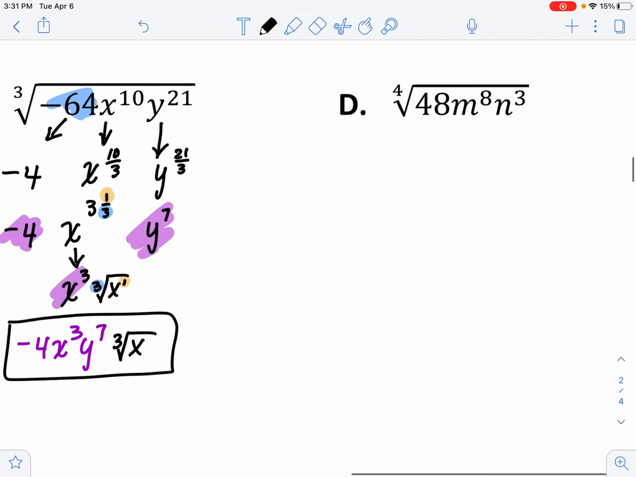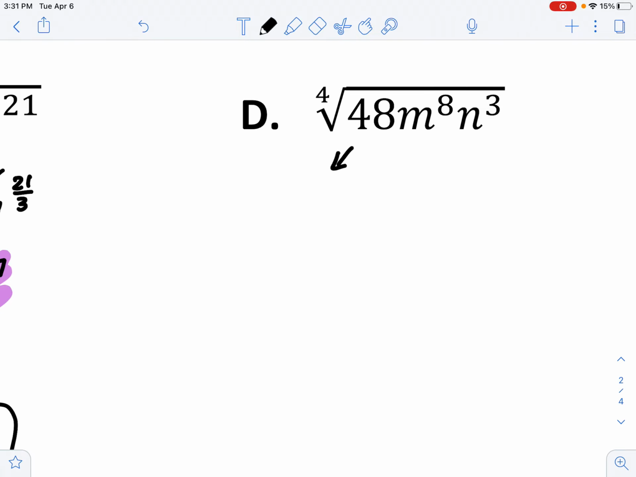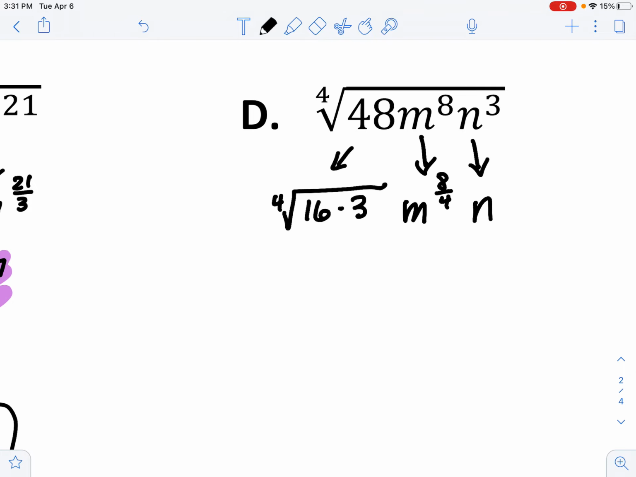Okay, last example. This is a 4th root one. So look up at your 4th roots, and you'll see 48 is not a perfect 4th, but it does have the perfect 4th factor, 16. So we'll rewrite this as 4th root of 16 times 3. Then rewrite our variables in exponent form. So this would be m to the 8/4 power and n to the 3/4 power. Okay? So, simplifying, 4th root of 16 is 2. And then our 3 stays in our radical.